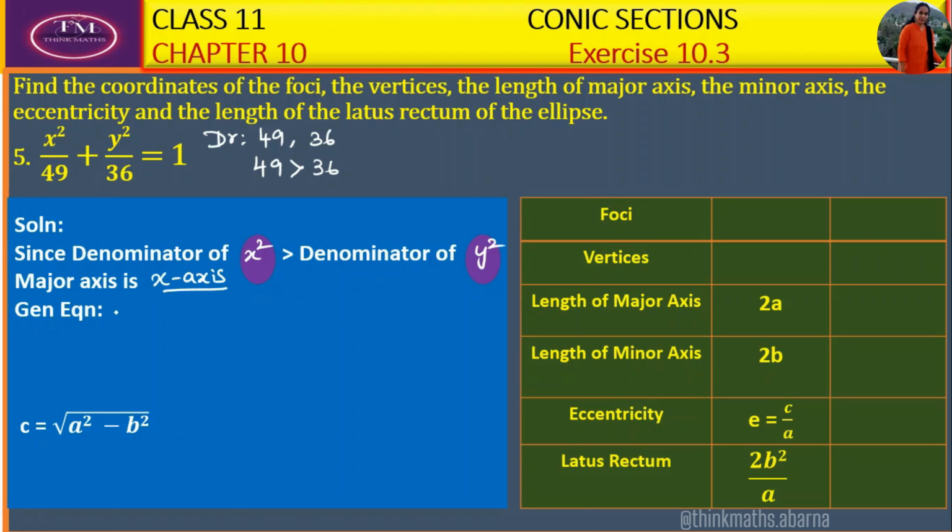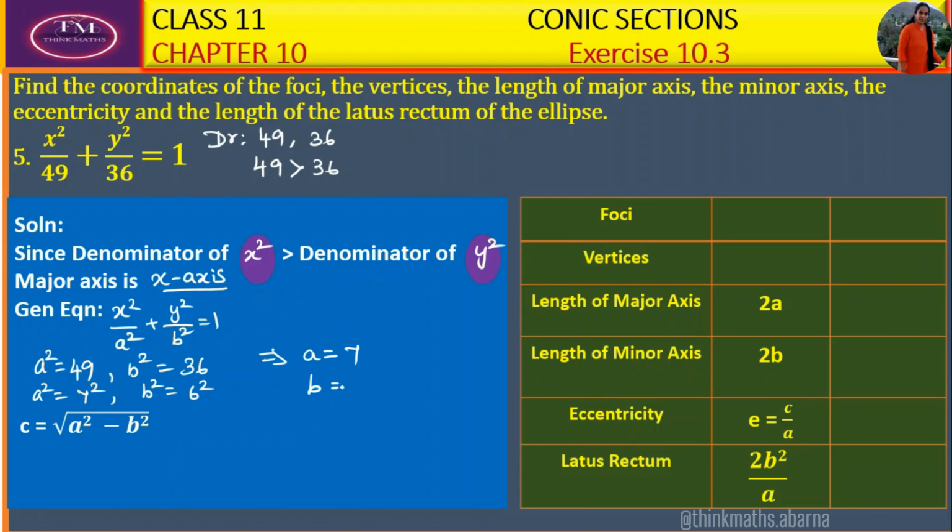So general equation will be x square by a square plus y square by b square equal to 1. So whoever be the major axis, its denominator will be a square. Okay. If it is so, comparing with the given equation, a square will be 49. b square will be 36. So this can be written as a square equal to 49 is 7 square and 36 is 6 square. Therefore, a is equal to 7 and b is equal to 6.